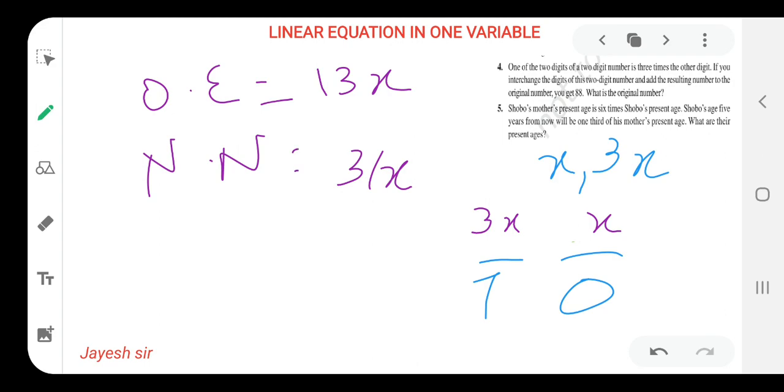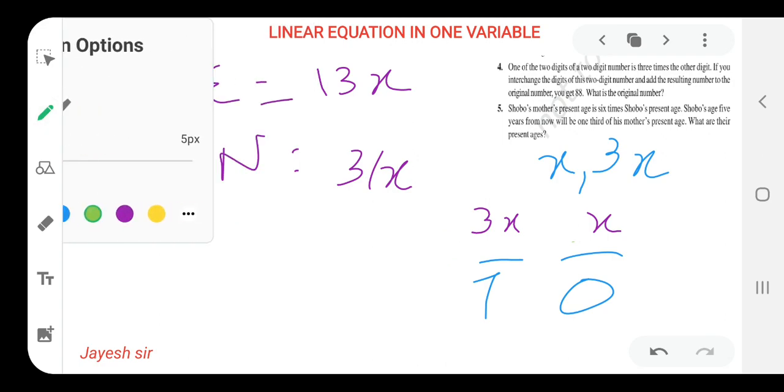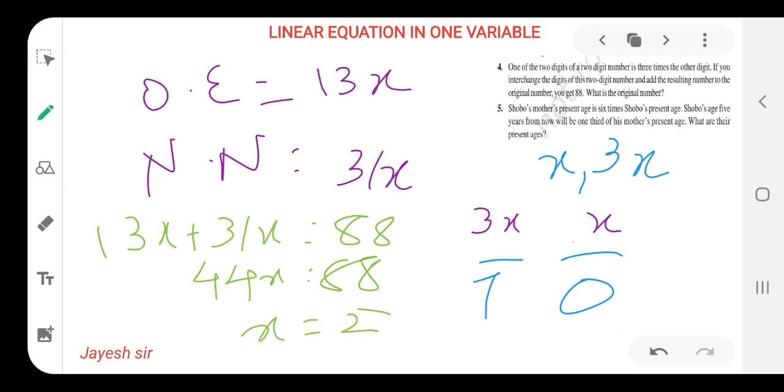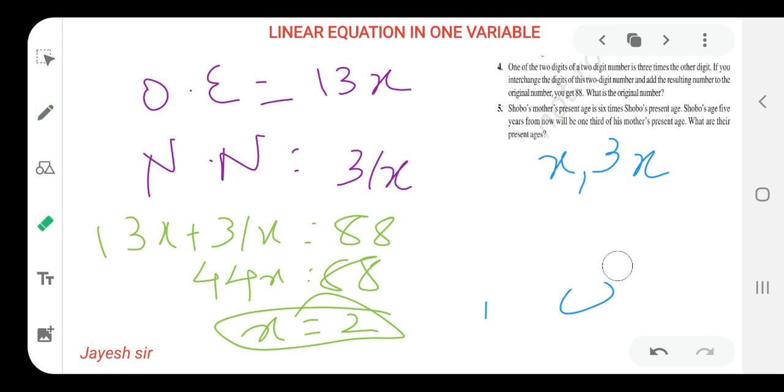Now, if you interchange the digits of these two numbers and add both numbers, we get 13x plus 31x. We'll get the result as 88. That means 44x is equal to 88, and the value of x will be 2. This is the value of x we are getting over here.